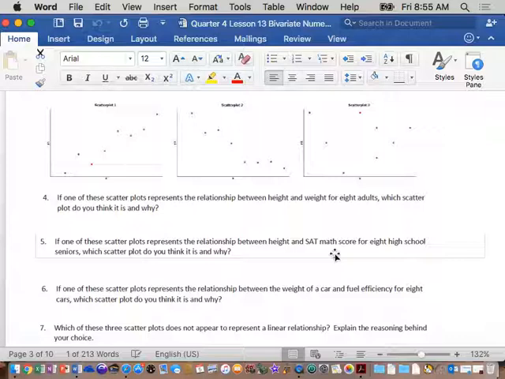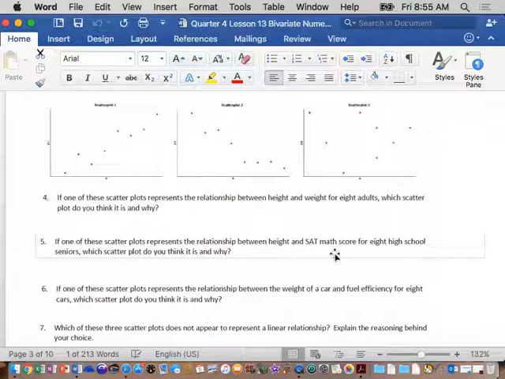If one of these scatter plots represents the relationship between height and SAT math score, which one do you think that is? Spencer? The third one. The third one. There is no relationship. Your height has nothing to do with your intelligence. Sorry, you super tall people in here. And for you not so super tall people in here, you're welcome. Thank you. Next.